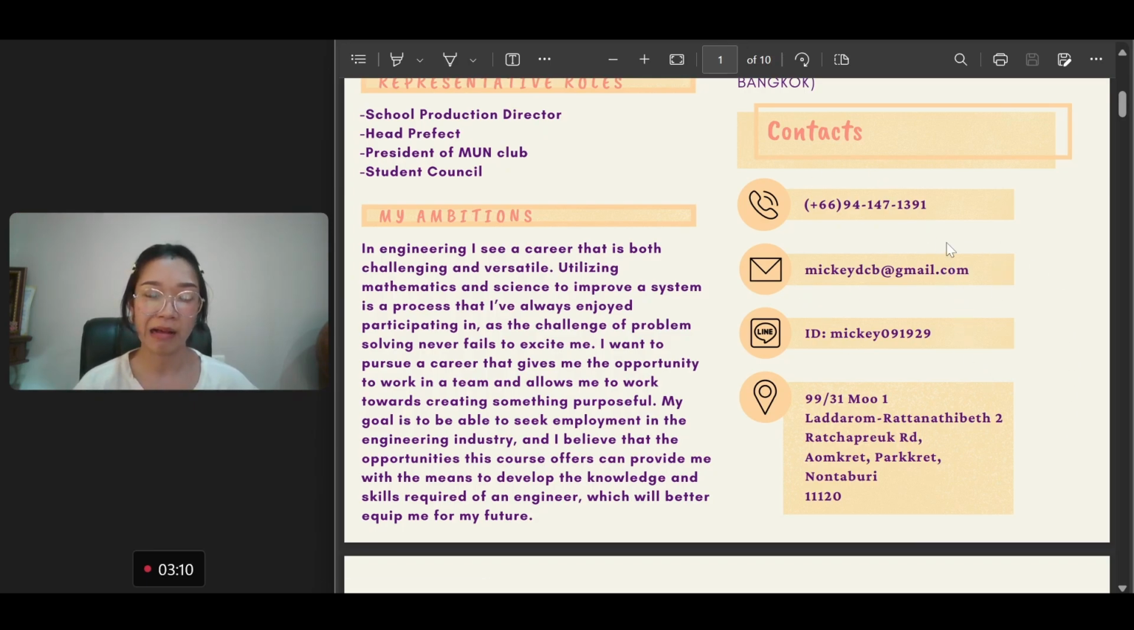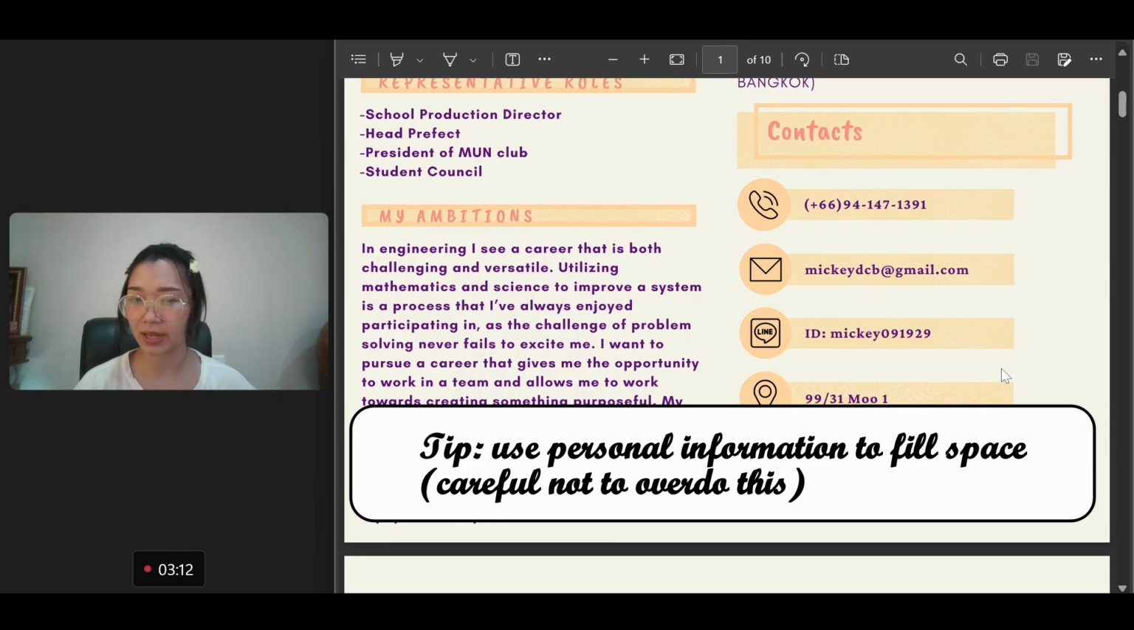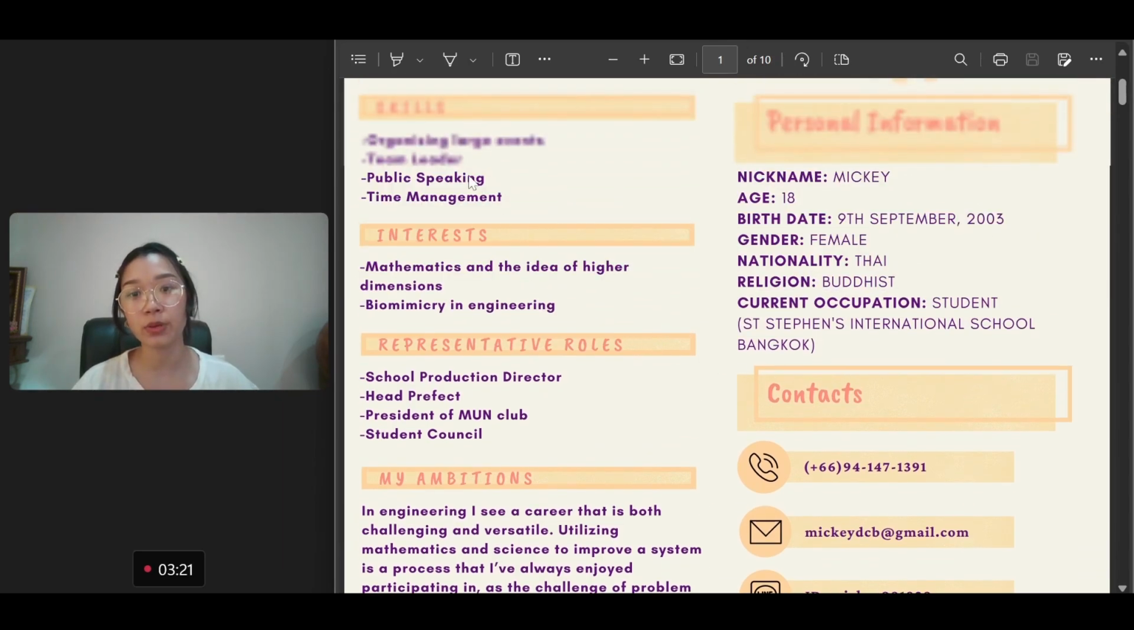So there's no need to put them in, but it's a great way to fill out space if you're looking for ways to just fill up your portfolio and you don't have many activities. I also put in a lot of my skills, my interests, and my ambitions. So it's just a little profile, get-to-know-me kind of page.